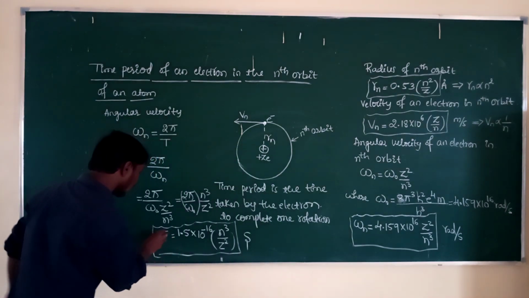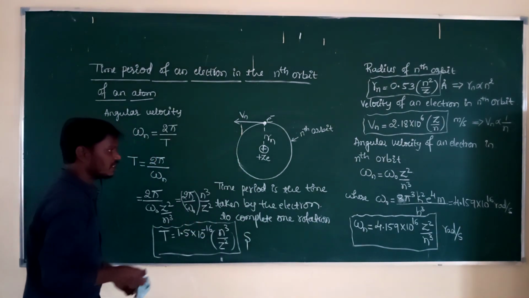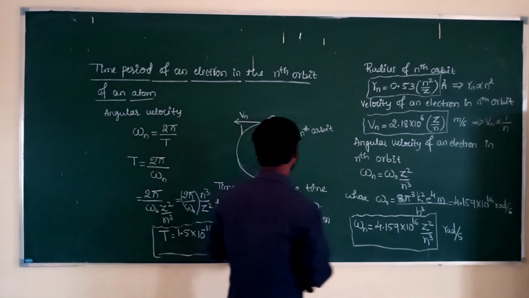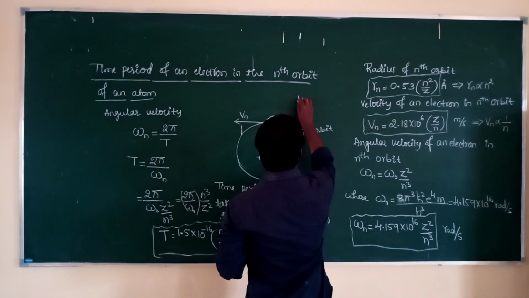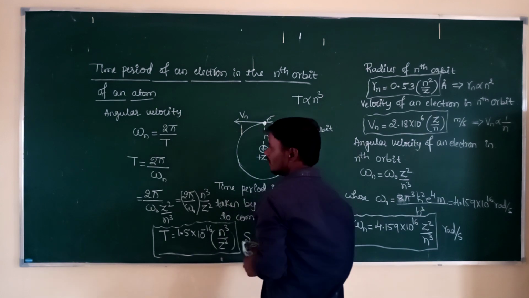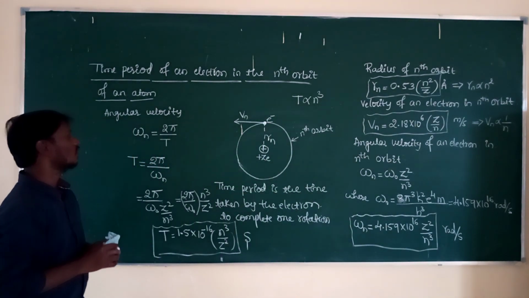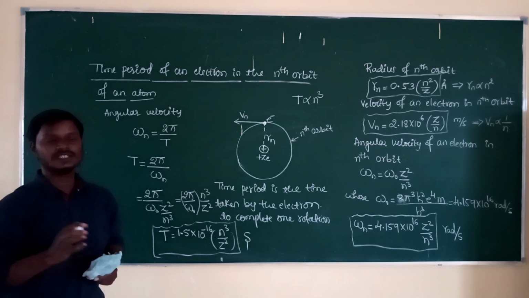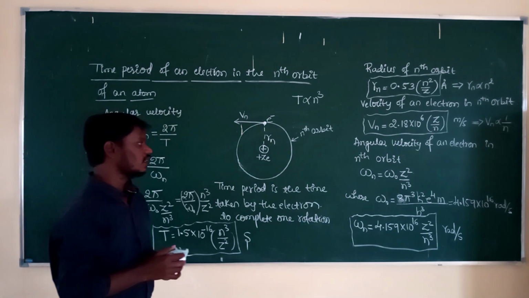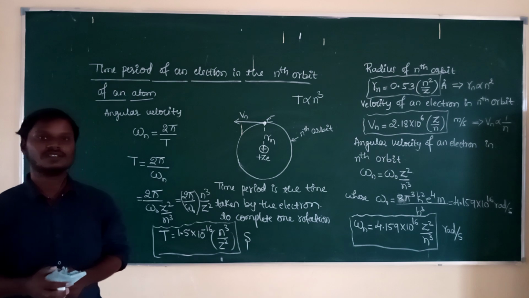How is the time period related to the principal quantum number? The time period is directly proportional to the cube of the principal quantum number. This is about the time period of an electron in the nth orbit of an atom. In the next class, we are going to discuss the energy of an electron in the nth orbit of the atom.